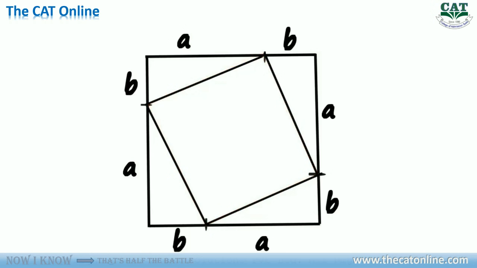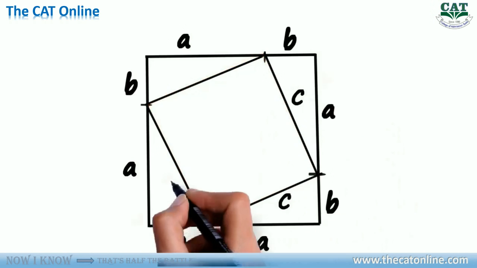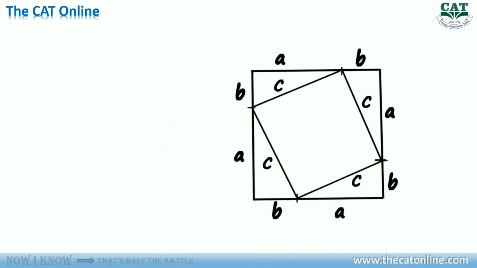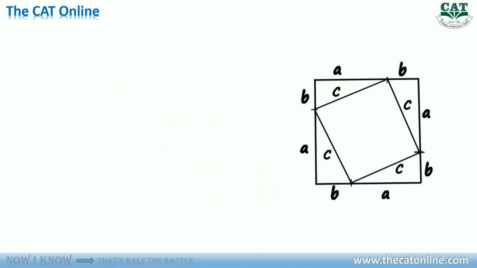Let the length of the sides be C centimeters. Look at the different parts that are formed. The outer square is made up of 5 parts. This square of side C centimeters in between and 4 right angle triangles with height A and base B. Let's zoom out a bit and try to find the area of the outer square.